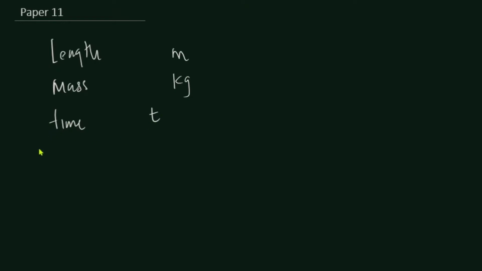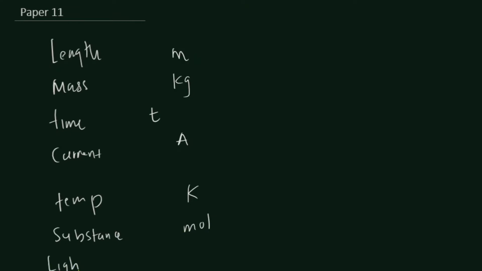The unit of it is seconds. And then you have current, the unit of it is amperes. And then you have temperature, the unit of it is Kelvin, not degree Celsius. You need to be very careful that the SI unit of temperature is Kelvin. And then substance, the amount of substance, that is measured in moles. And then light intensity, which is measured in candelas.